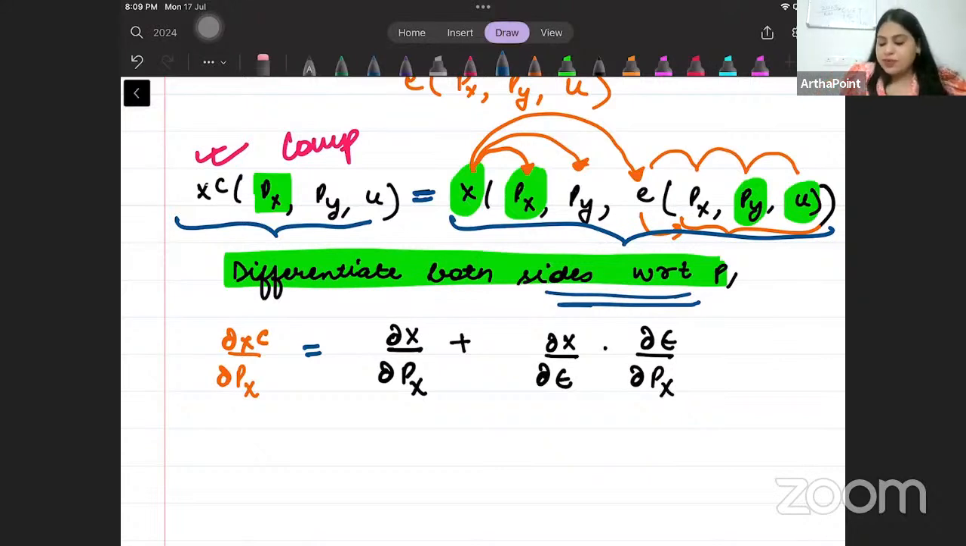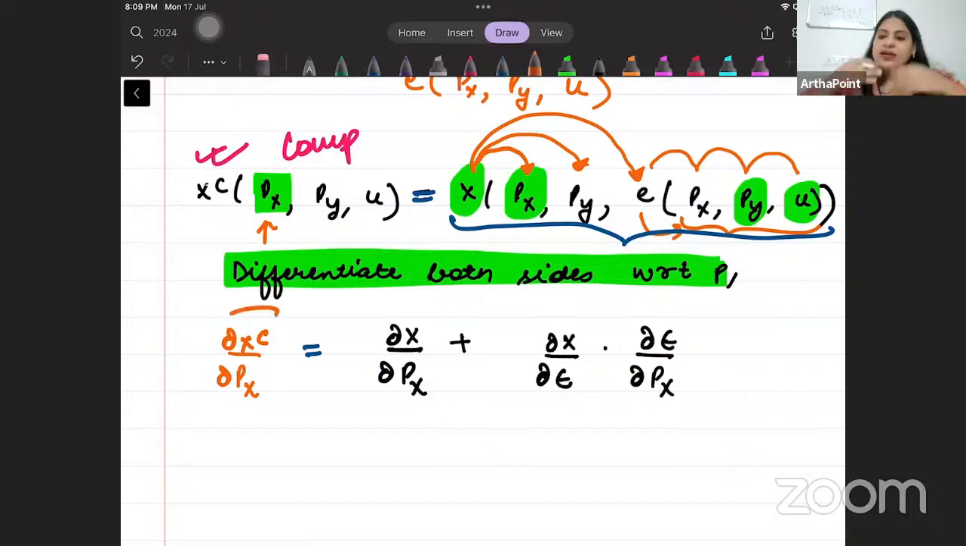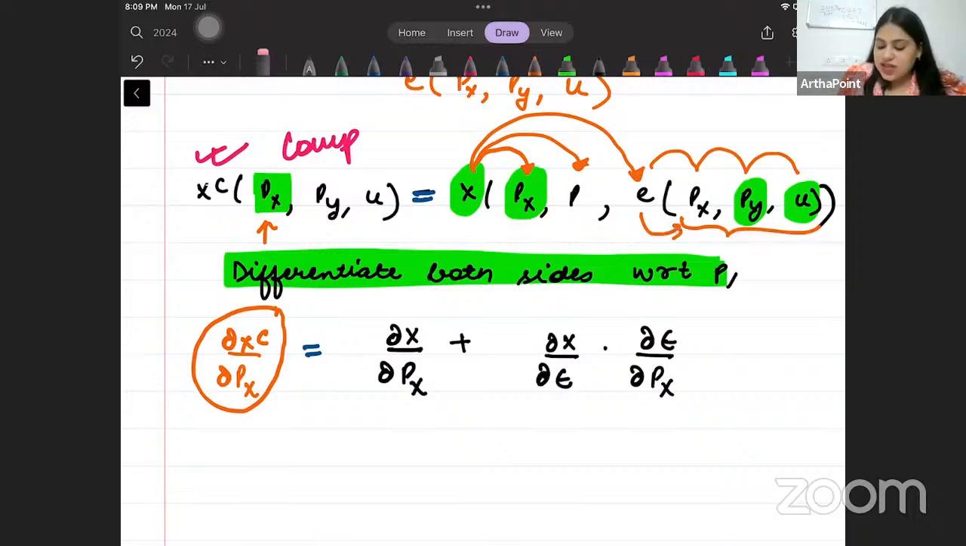The left-hand side was pretty simple. PX is only coming here. So when I had to differentiate, it became simple: del XC by del PX. Done. Now look at the right-hand side. PX is coming here, and this side is PY. And PX is coming here also within the expenditure function. So I differentiate it with respect to PX.